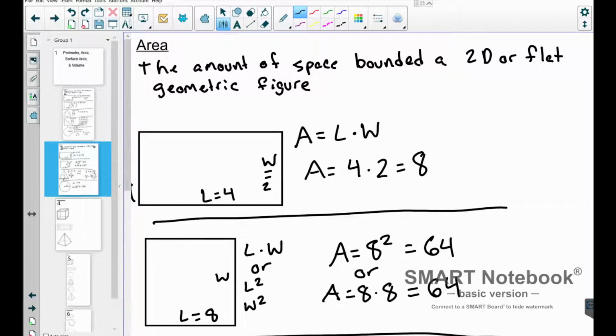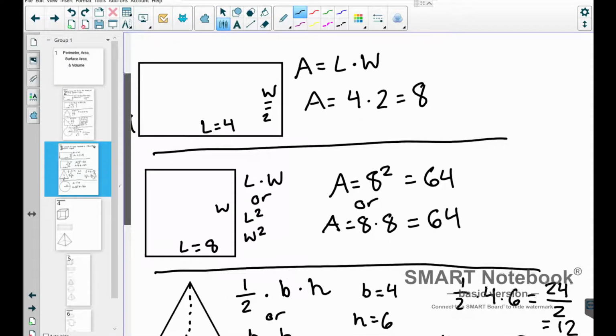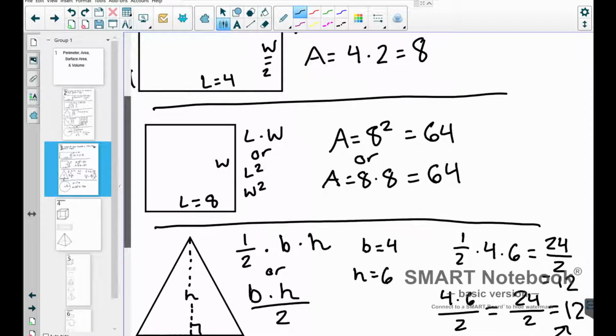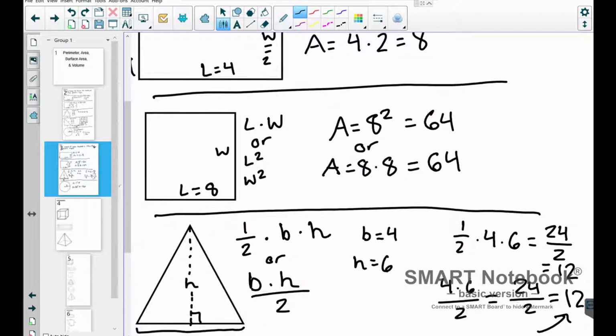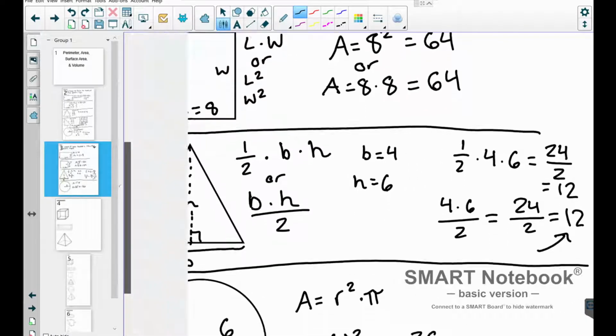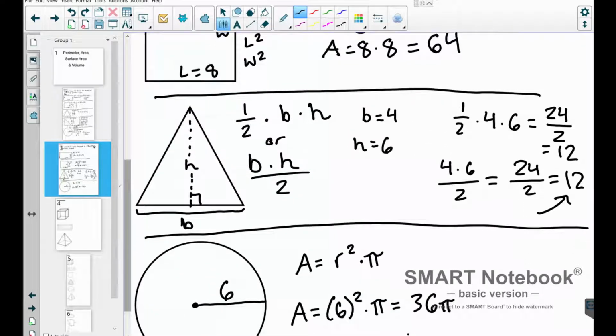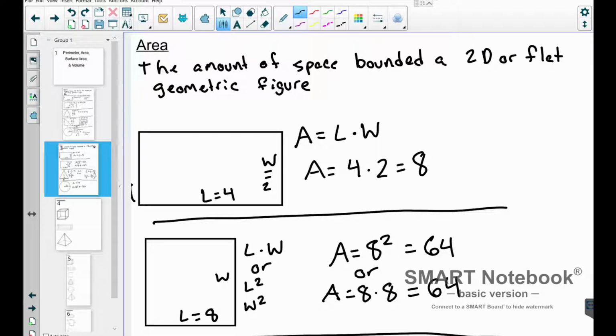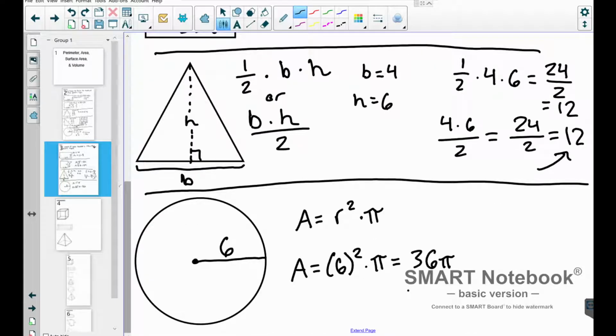With area, we're working with rectangles. You'd multiply your length times your width. With squares, you would multiply your length times your width, but remember, all sides are the same, so you can just square one of the side lengths. With a triangle, you need the base and the height measurement, which should be given to you, and you use this formula of 1/2 times base times height. And then with the circle, it's as simple as squaring the radius and multiplying by pi.